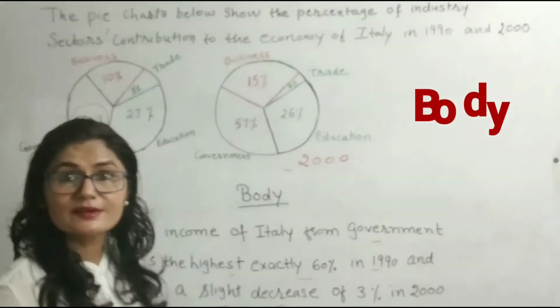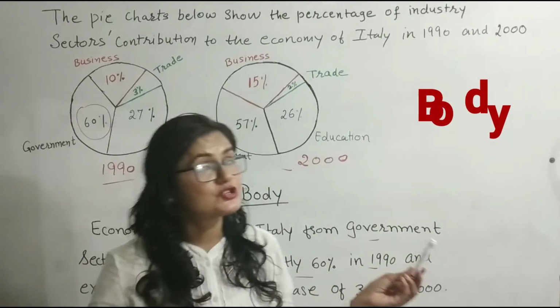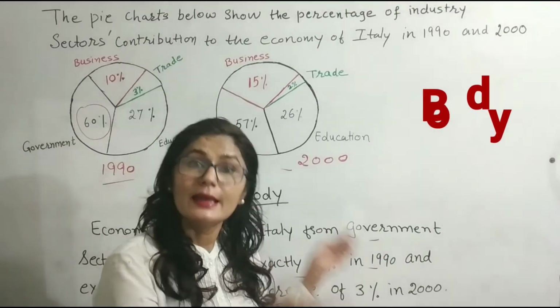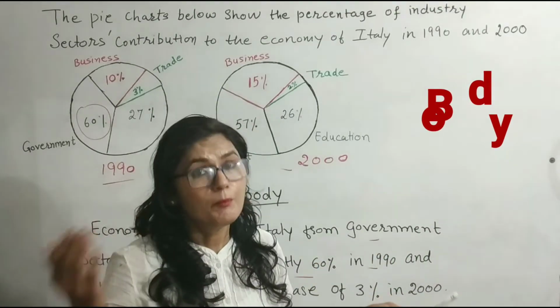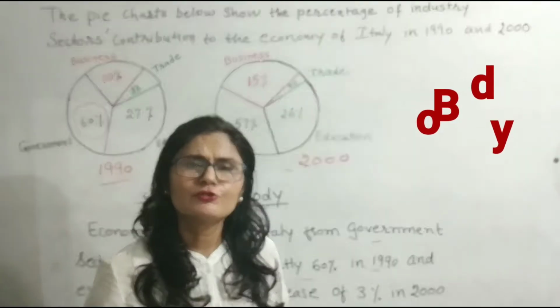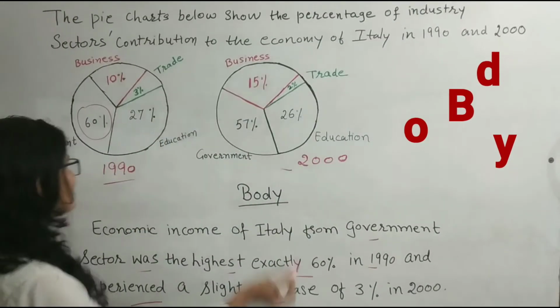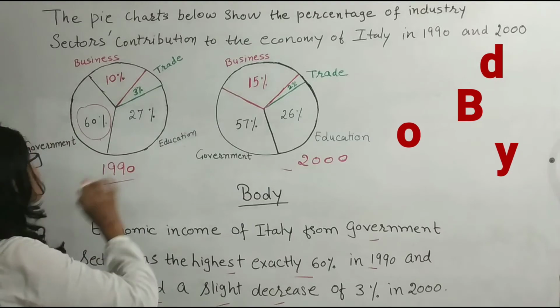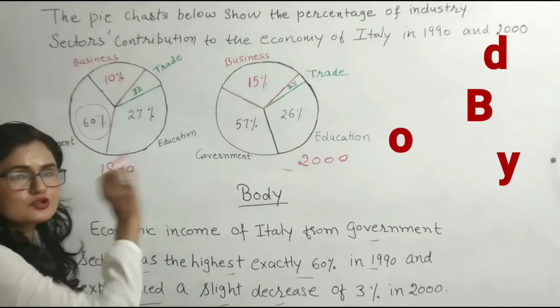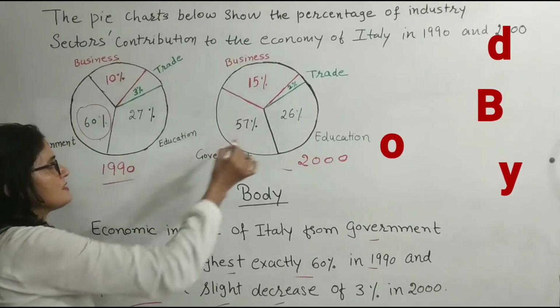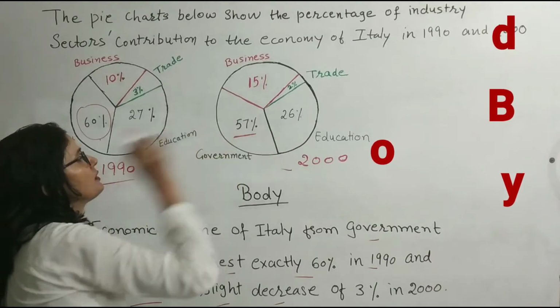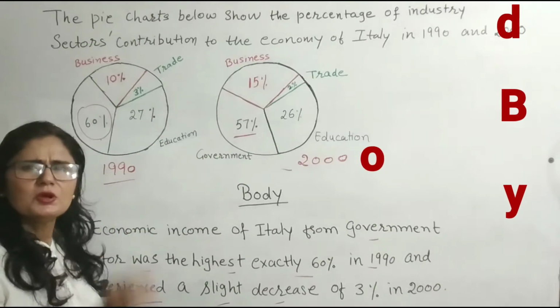Why a slight decrease? See, the vocabulary I have shared with you in my line graph video lectures, bar chart video lectures also. Just open it. The link is in the description box. Slight rise means it was 60% in 1990. That contribution was 60% in 1990, and in 2000 it was 57%.